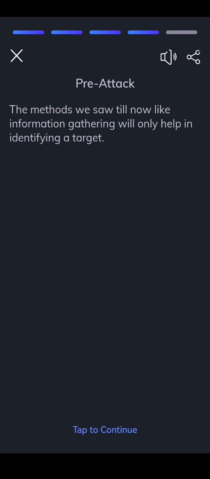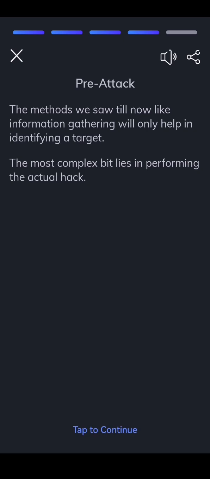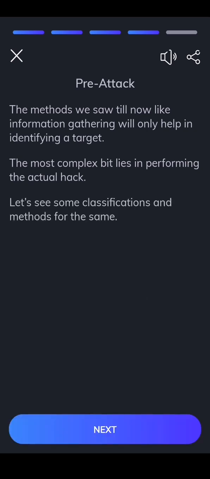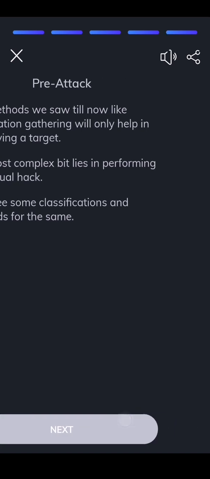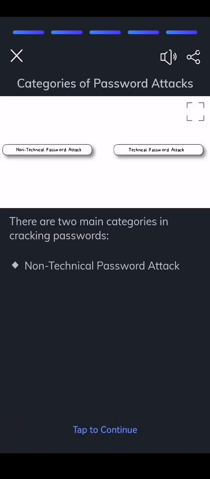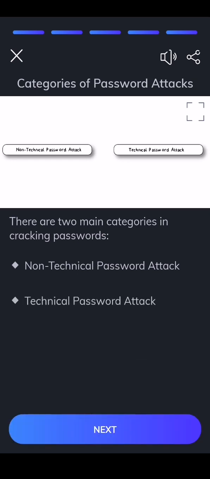The methods we saw till now, like information gathering, will only help in identifying a target. The most complex bit lies in performing the actual hack. Let's see some classifications and methods for the same. Non-technical password attack. Technical password attack.